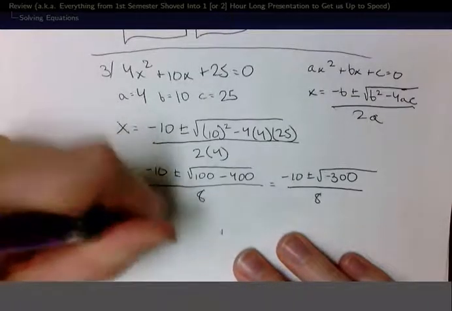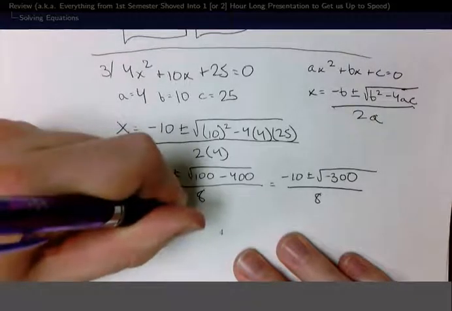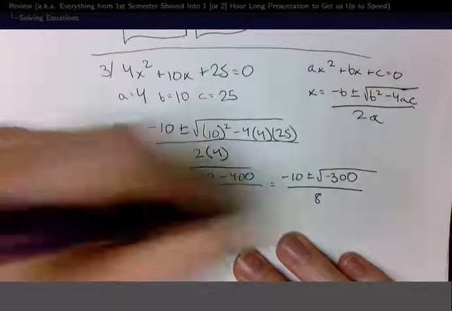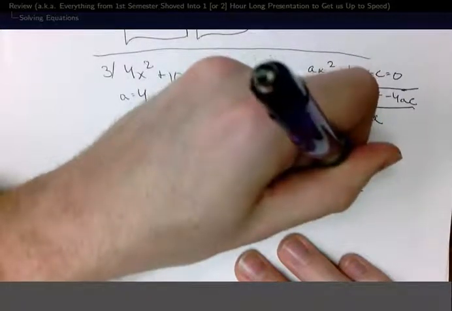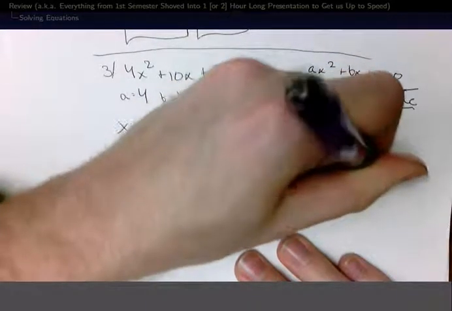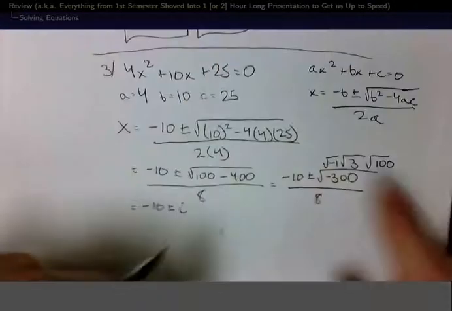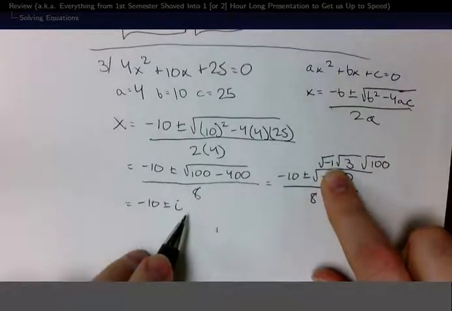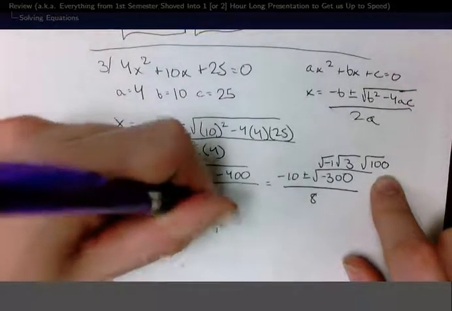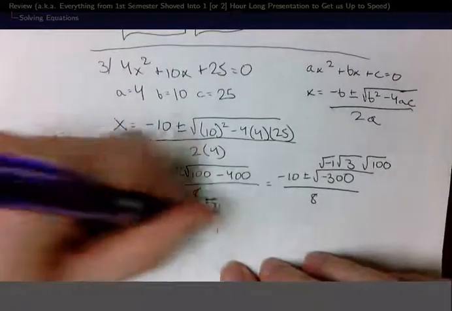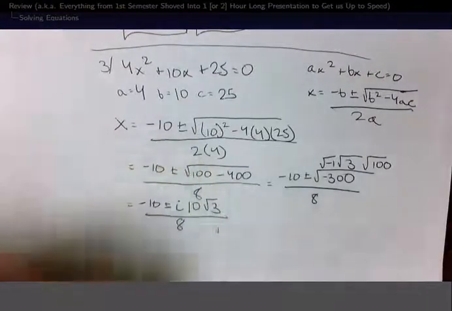Rapidly running out of room on my page. So we have plus or minus i. We can rewrite this as the square root of negative 1, square root of 3, times the square root of 100. So that square root of negative 1, that's where we get the i from. The square root of 100 is going to be 10. And then the square root of 3 is just going to come along for the ride there, over 8.